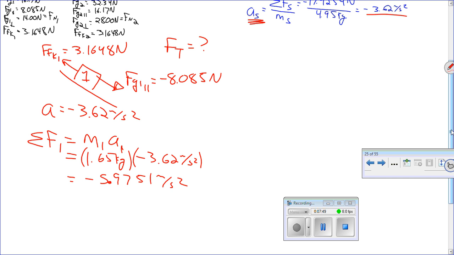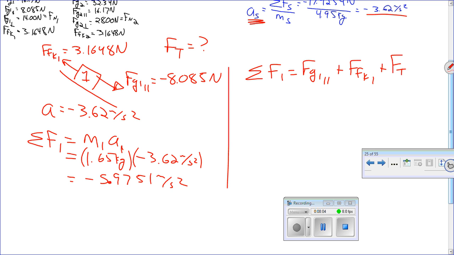So now what I'm going to do, I'm going to go over here and do a little more work, is this. I know that the net force on block number 1 is equal to the force of gravity on number 1 parallel plus the force of friction kinetic on number 1 plus the force of tension on block number 1. Now notice the force of tension on block number 1 is going to be the same as the force of tension on block number 2, right? So that one there is a little bit redundant. But so let's solve this thing.